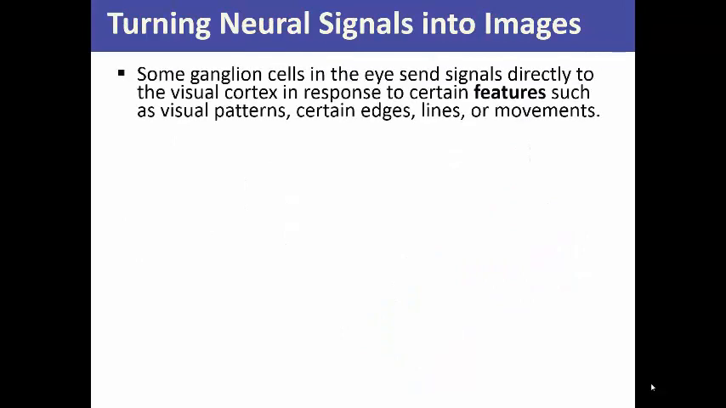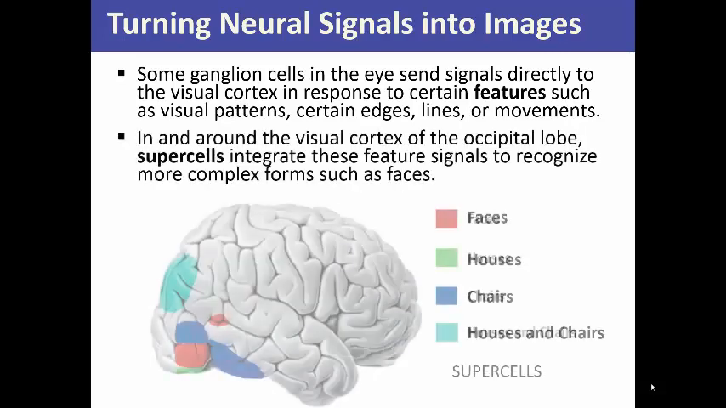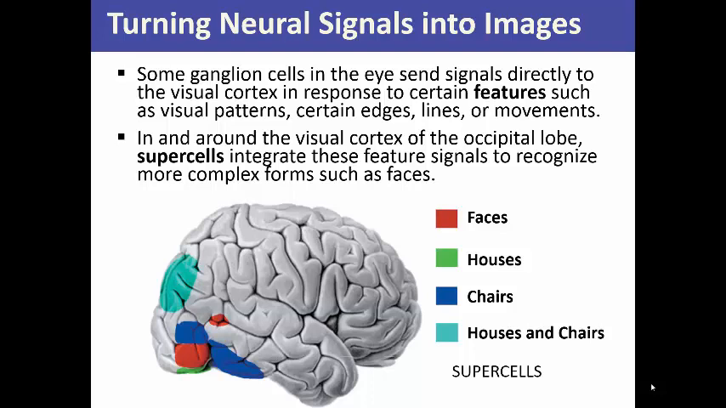So how do we turn neural signals into images? Some ganglion cells in the eye send signals directly to the visual cortex in response to certain features such as visual patterns, certain edges, lines, or movements. In and around the visual cortex of the occipital lobe, the supercells integrate these feature signals to recognize more complex forms such as faces. You can see the different areas of the brain which respond to faces, houses, and chairs. These are our supercells. We know this because of studies such as fMRI, where certain areas of the brain light up in response to different stimuli.